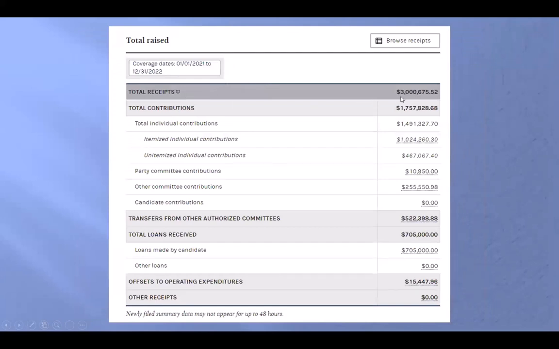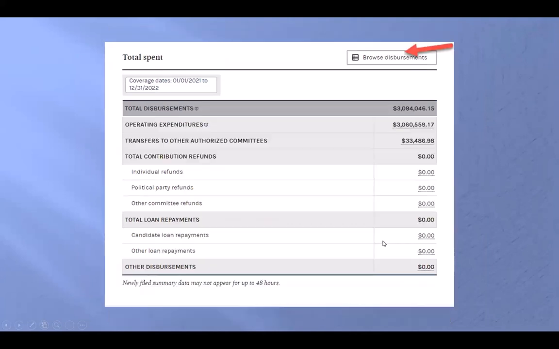These are the total receipts, $3 million and change. It comes from various sources, including a loan that is a bit of a problem for him now. But I'm more interested in the total spent. So we have operating expenses there. We can see something $3 million and change.